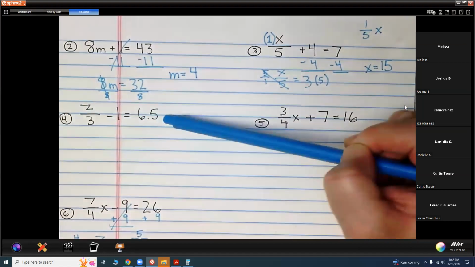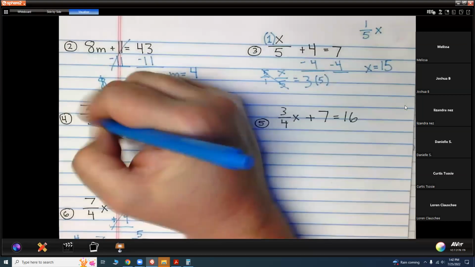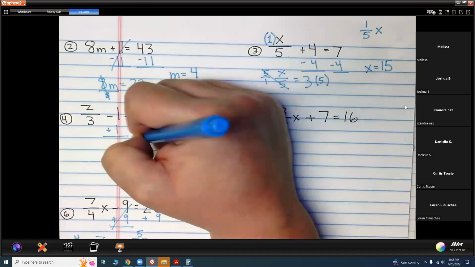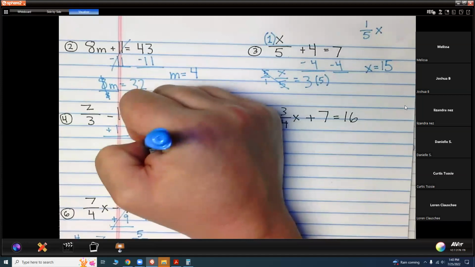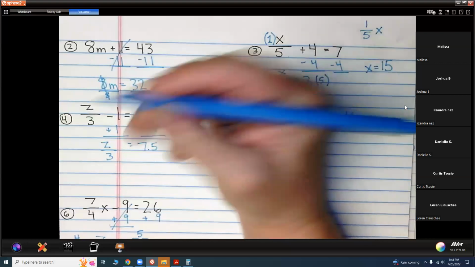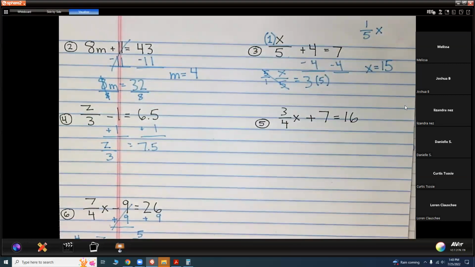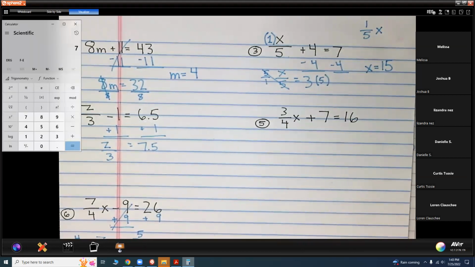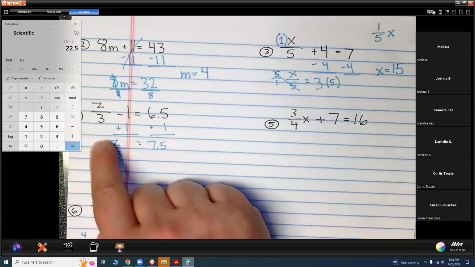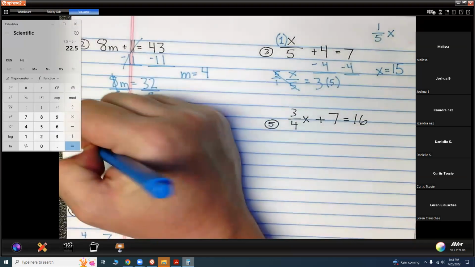So number 4. We've got -1, so we should add 1 to both sides. So 7.5 equals D over 3. 3 times 7.5 is, what? Oh, right, because it's Z divided by 3. So then I need to multiply both sides by 3, right?